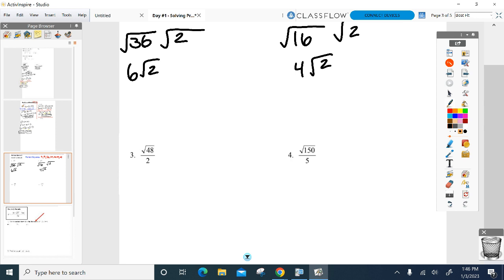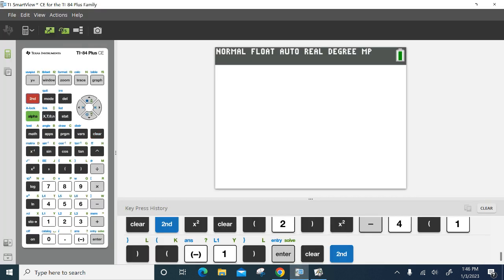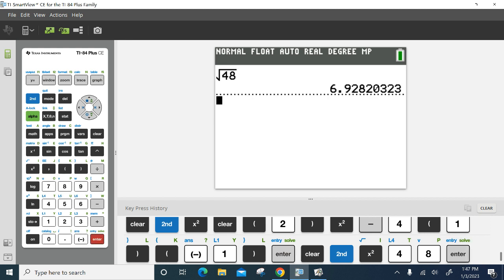My first question is, can I just write this? Oh, 48 divided by 2, that's 24. I'm good. You cannot. Here's why. If I do square root of 48, that's a totally different number than 48. So do you see why I can't divide it? You cannot divide a radical with a number. It's not going to happen. So what do I do instead?